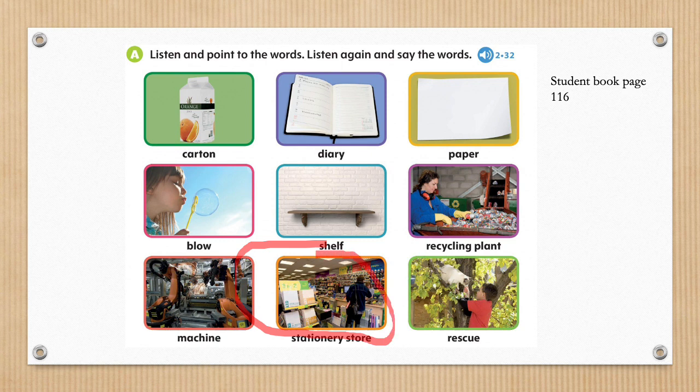Then we have the stationery store. This is a store where we go to buy all of our stationery. An example of stationery is pens, pencils, erasers, rulers, and all the things that we use at school. And lastly, we have rescue. Rescue is when we help someone or something that is stuck or in a difficult situation that they cannot get out of by themselves. Example, we rescue a cat from the tree.